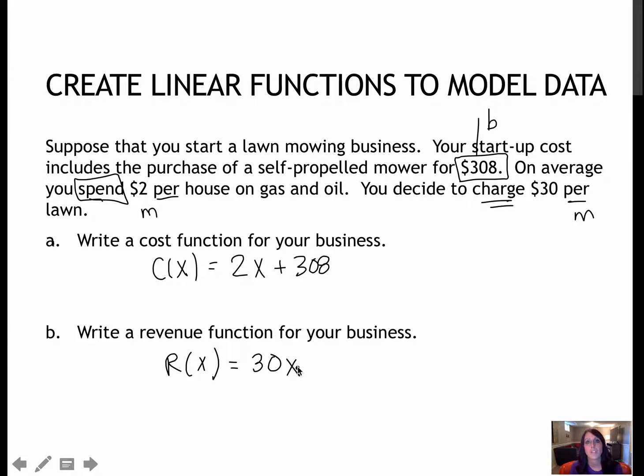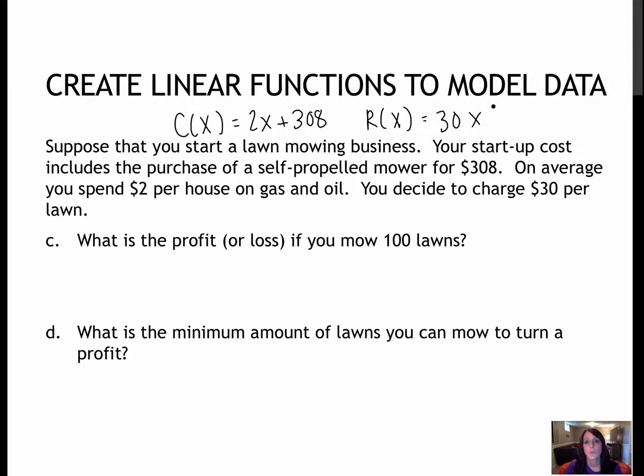Let's use those on the next page to answer some questions about this situation. So I've rewritten our two equations that we came up with on the other screen up at the top of our page. And now we're asking for profit or loss. So it's important to understand how profit is calculated. To find the profit, we'll call that P of X.